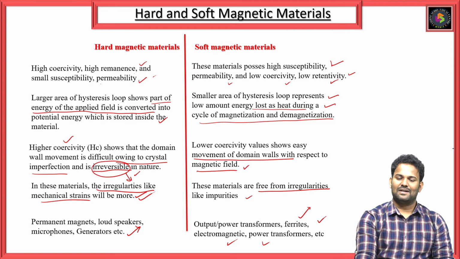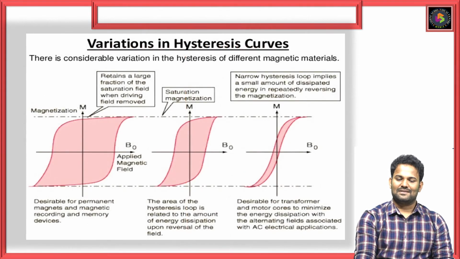Soft magnetic materials means the width of the loop is small, with coercivity less than 100 Oersted. In hard magnetic materials, it is greater than 100 Oersted. So this is the major difference between the soft as well as the hard magnetic materials. Now we will discuss the variations in the hysteresis curve.